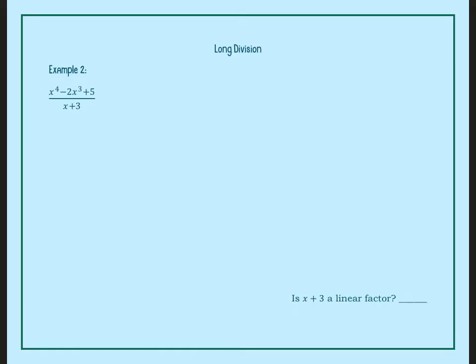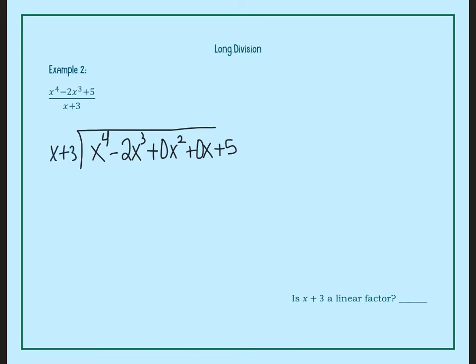I want you to go now and pause this video here, and I want you to try working this problem on your own. I will help you go ahead and get started. We look at x to the 4th, x to the 3rd. Oh, I don't have an x squared. I don't have an x. So when I work these out, I need to put zeros in place of those. So I have x to the 4th minus 2x cubed plus 0x squared plus 0x plus 5 divided by x plus 3. Go ahead and pause this video and try working it out.